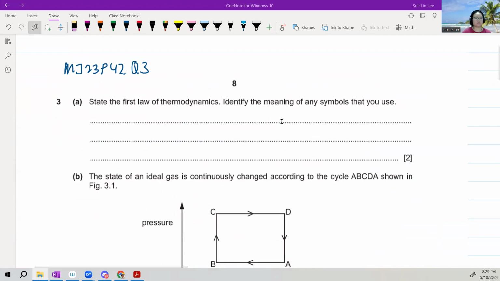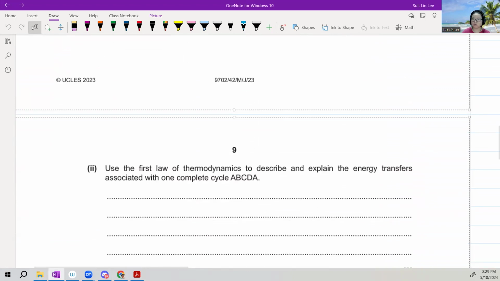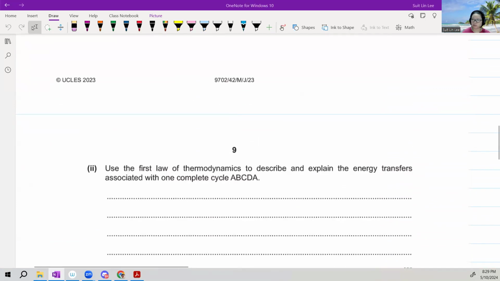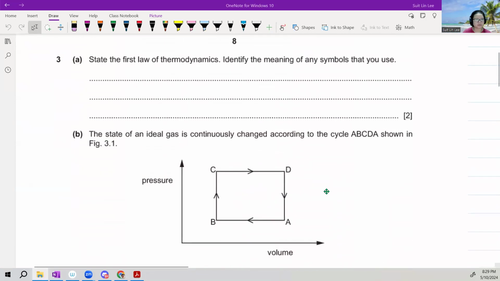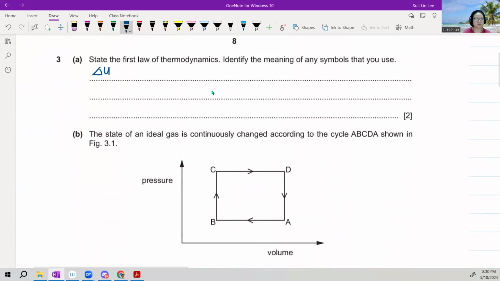So this question is about the thermodynamic cycle. And I think I will also screenshot the questions and send it into chat for everyone in case you want to doodle on it. So it's about the first law of thermodynamics. And when they ask you to state the first law, it is basically delta U is Q plus W.